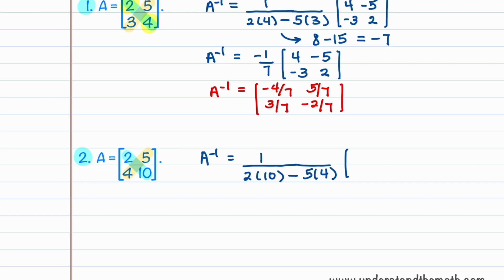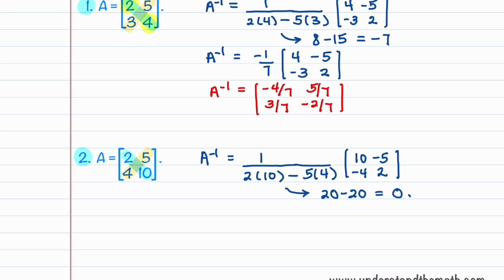And then inside the matrix, we're going to switch the main diagonal elements. So we put the 10 here and the 2 here. And then the off diagonal elements in orange get a negative. So that becomes a minus 5 and a minus 4. Now let's compute what the determinant is equal to. This is 20 minus 20, which is equal to 0.